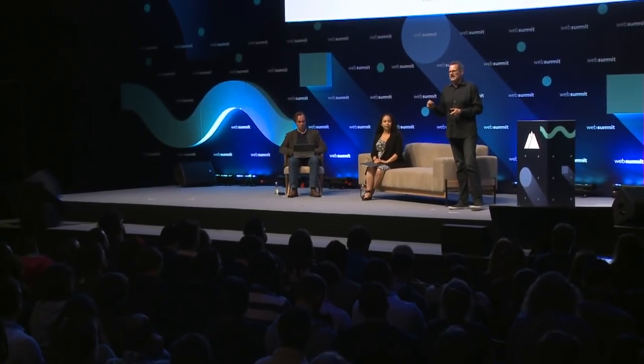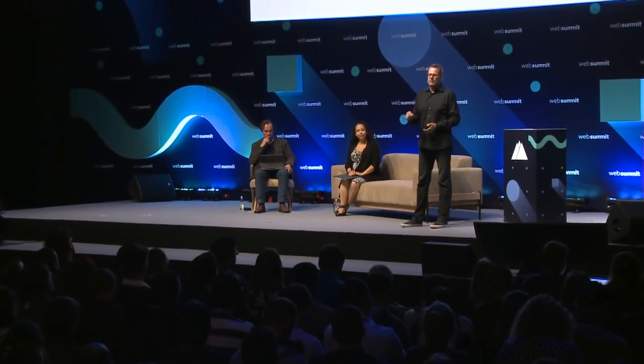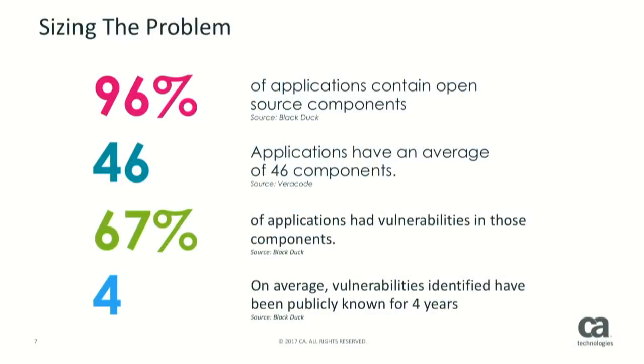The last statistic here is kind of the scariest one. When we found a vulnerability in an application we inspected, and it was from an open source component, the average age of that component was 4 years. So the vulnerability had been sitting there dormant for 4 years.